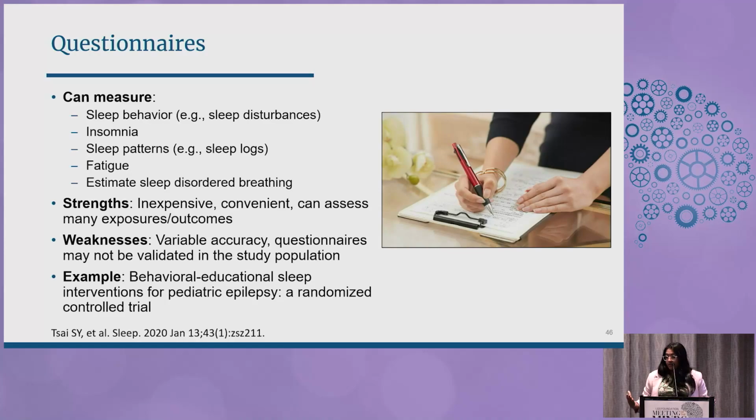They're inexpensive and convenient. They can measure, or estimate, a lot of different things, but they can be variable in accuracy. And the big thing we talked about yesterday was, are the questionnaires that we have applicable to people with LGS? Were they designed for that particular purpose? And so if we give people questionnaires, what type of information are we getting out of those questionnaires? So that same study, that behavioral intervention for families, used questionnaires to assess insomnia, for example.